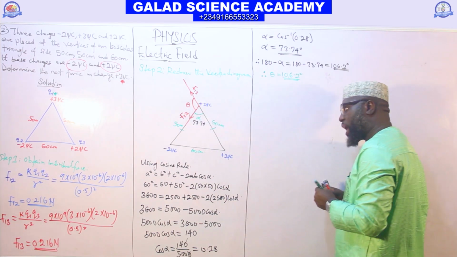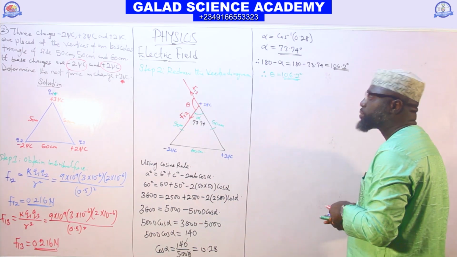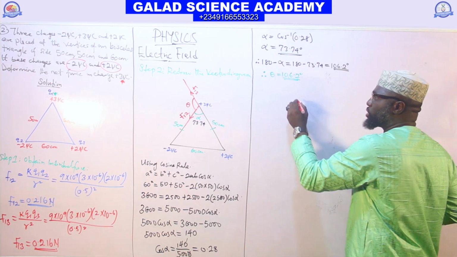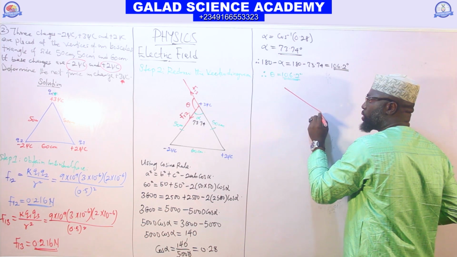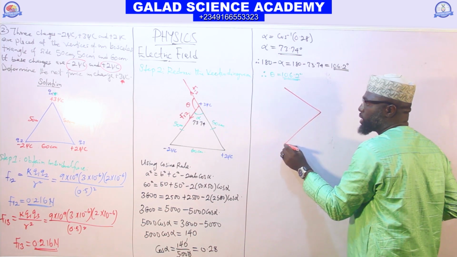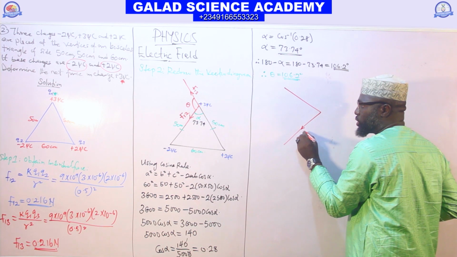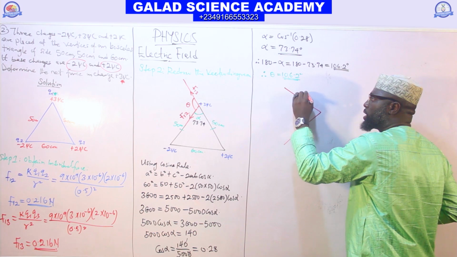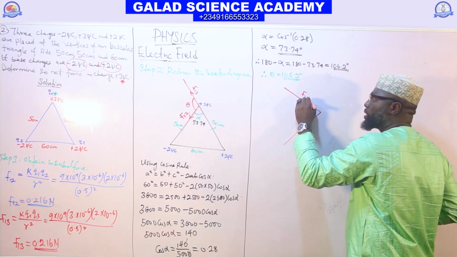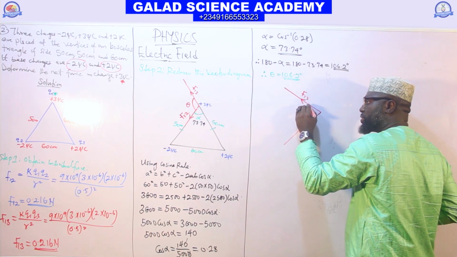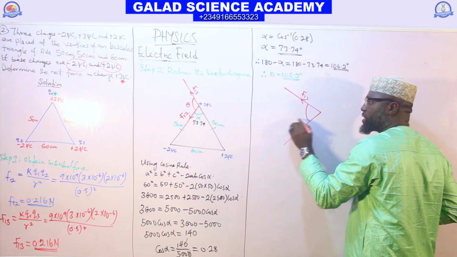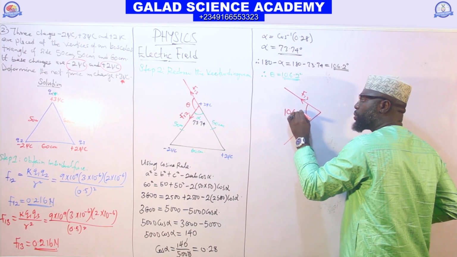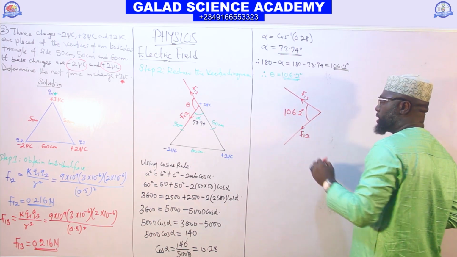Since we know the value for theta, let me redraw the vectors. It will now be in this form. The first one is F12. This side is F13. What is the angle we have inside there? The angle we have inside there, which is theta, is 106.2 degrees. This is the angle here.